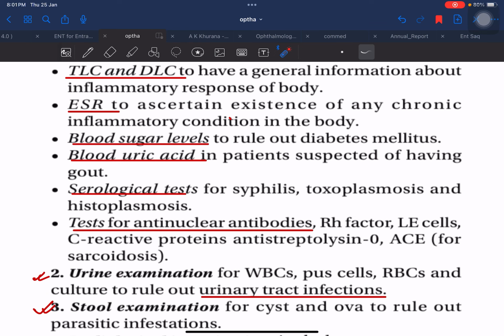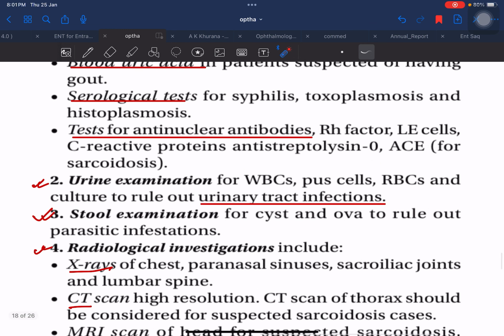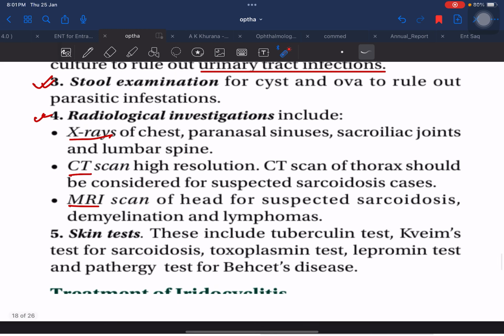These were hematological examinations. Talking about urine examination, we do it for WBCs, pus cells, and RBCs, and culture to rule out urinary tract infection, UTI. And stool examination, we do it for cysts and ova to rule out parasitic infestation. And radiological investigation includes what? It includes X-ray of chest, paranasal sinuses, sacroiliac joint, and lumbar spine.